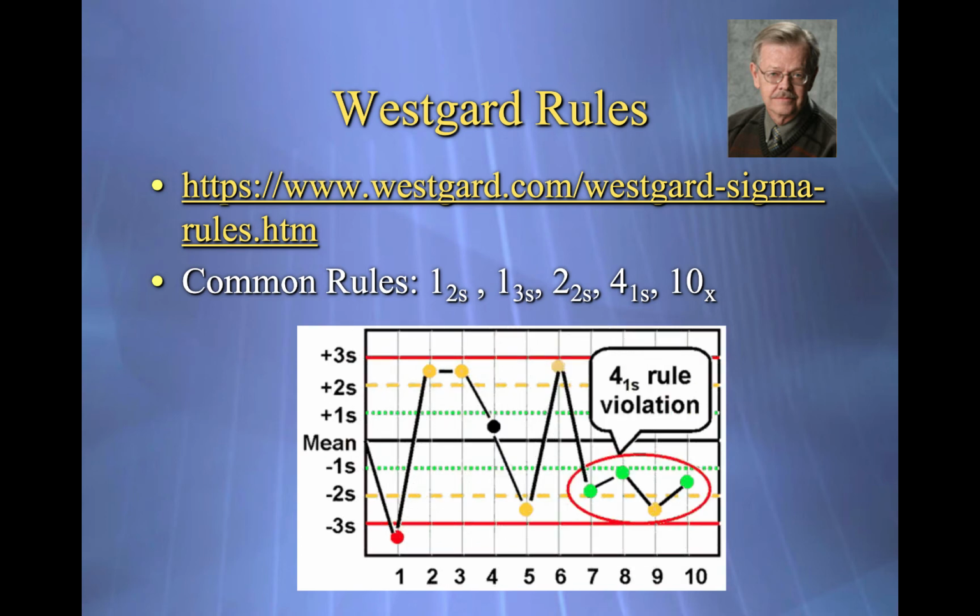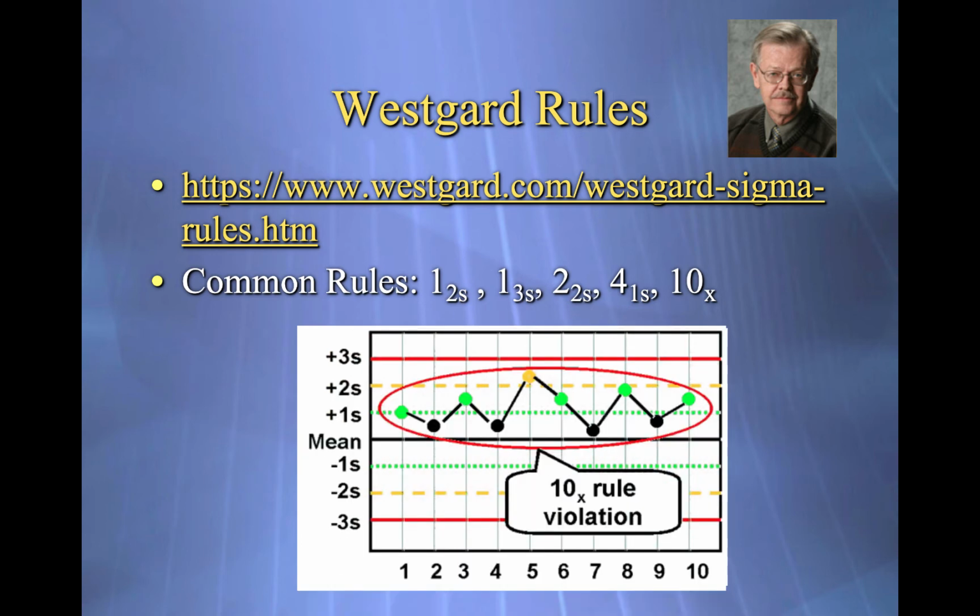Here's a 41S rule violation, and this is 4 samples on one side of the mean. In fact, they've drawn in 1S lines here. You've got four samples all on one side of the mean and all a certain amount out, over 1 standard deviation out, and so that would be a flag that now you're running a bias and you need to look at that assay.